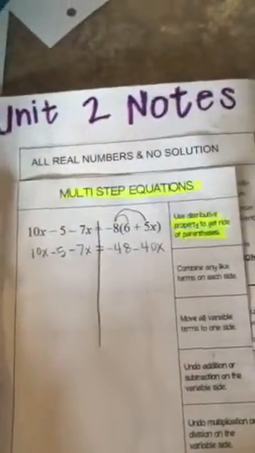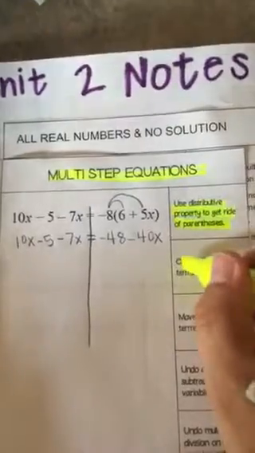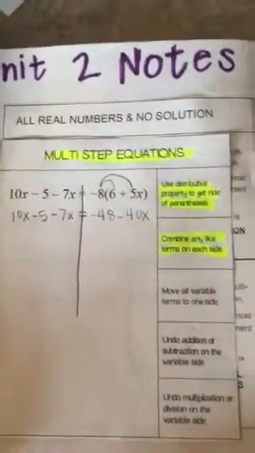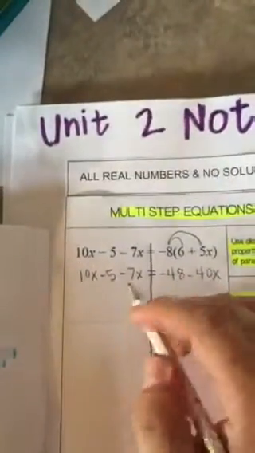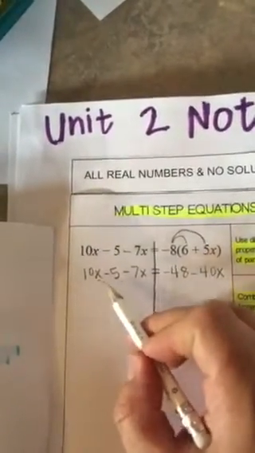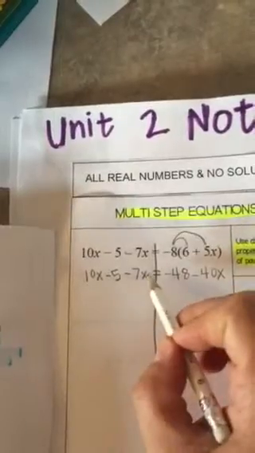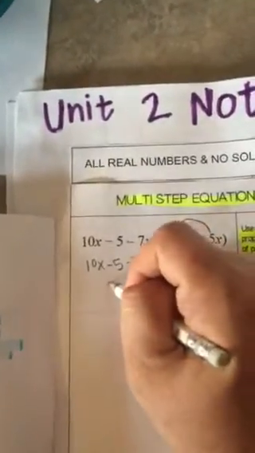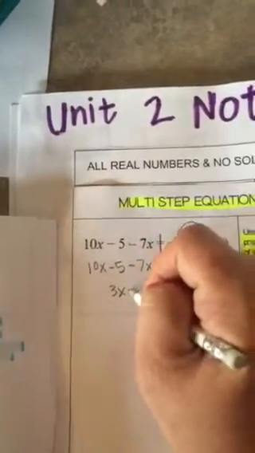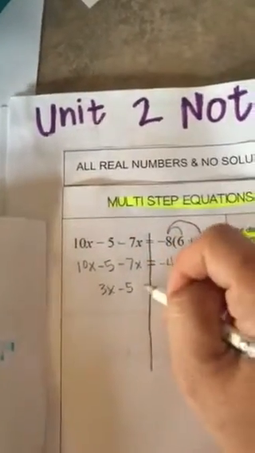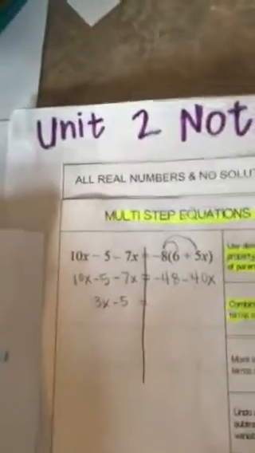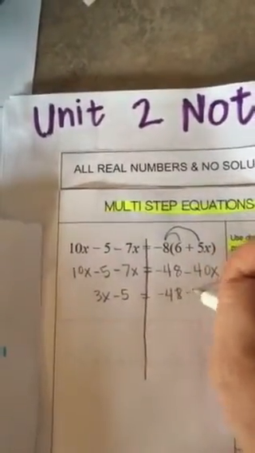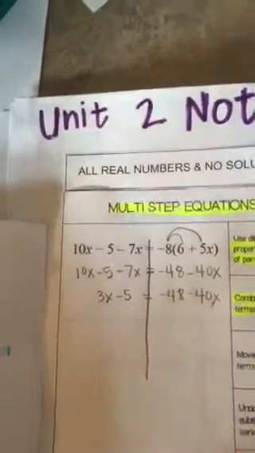The second step says combine any like terms on each side. Look at this side over here. I do have some like terms, this 10x and -7x, because they both have an x, they are like terms. So 10x minus 7x is going to be 3x. And I still have that constant -5 right there, so I'm going to bring that down. Equals -48 minus 40x.